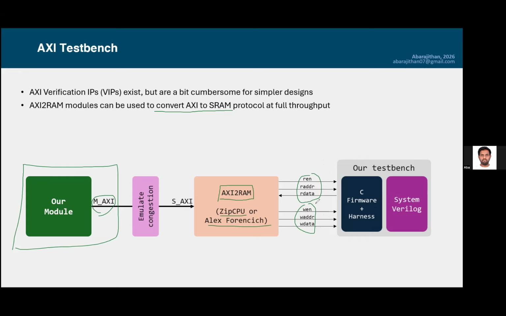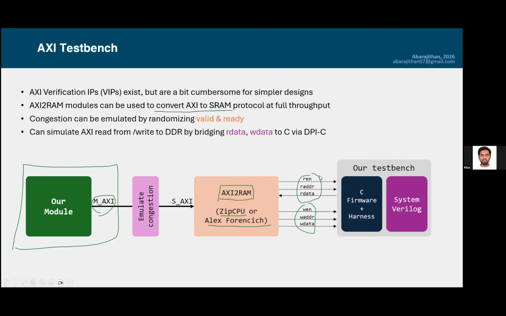Then you have your congestion. The next one is congestion emulation, which is this part. Now this AXI to RAM module is full performance, so you don't lose any performance. You get 100% performance from AXI to RAM directly mapping. That's very good.